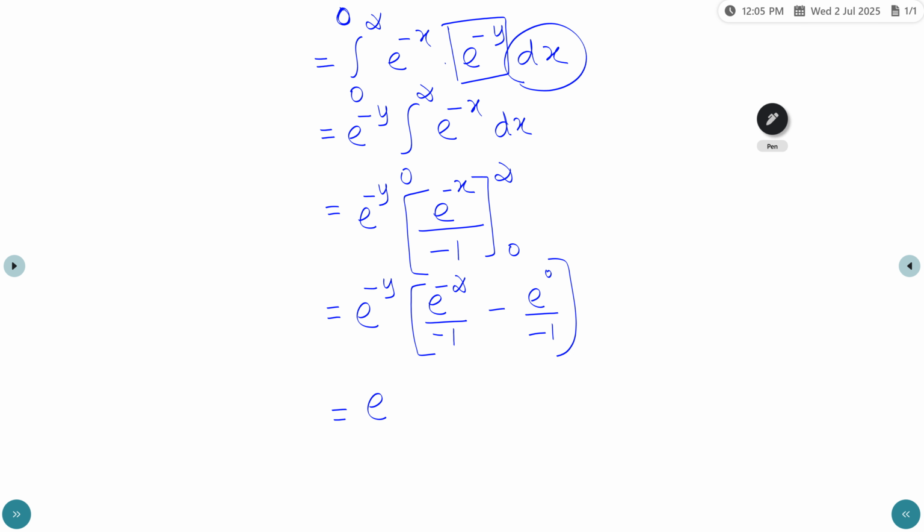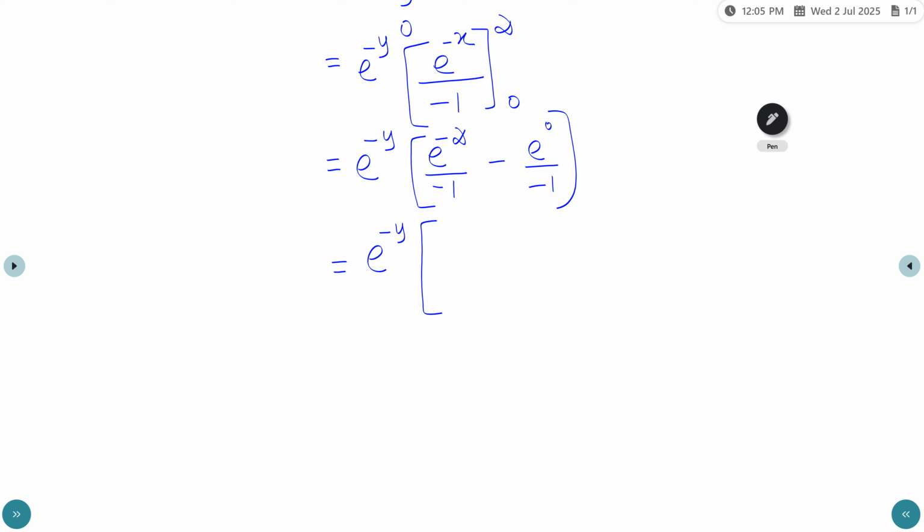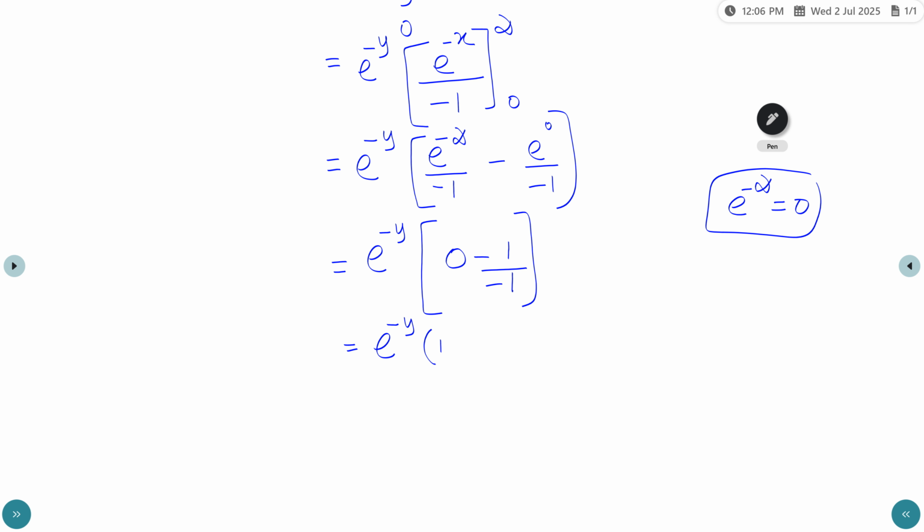That is e power minus y. We already know that e power minus infinity value equal to 0. So 0 by any number is again 0. So 0 by 1 minus 1 by minus 1 is equal to e power minus y into 1. That means f_Y(y) equal to e power minus y.